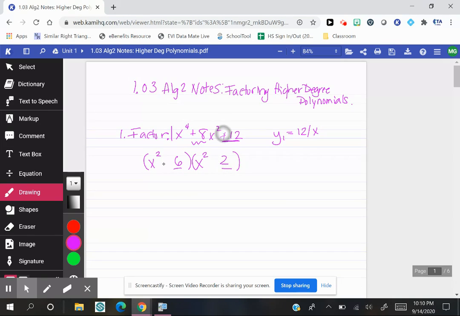We want them to have the same sign since the 12 is positive, and it's a positive 8 in the middle, so they're both going to be positive. And then you always want to check to see, can you factor any further? So do you have any difference of two squares? And we don't in this case, so we are done with that one.